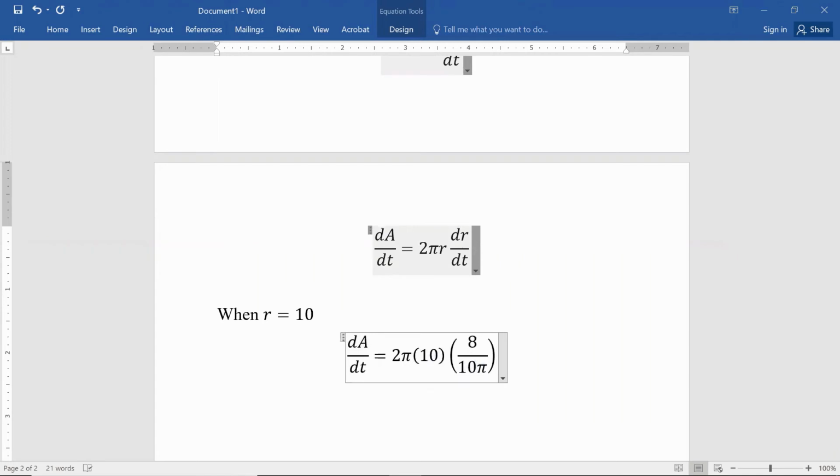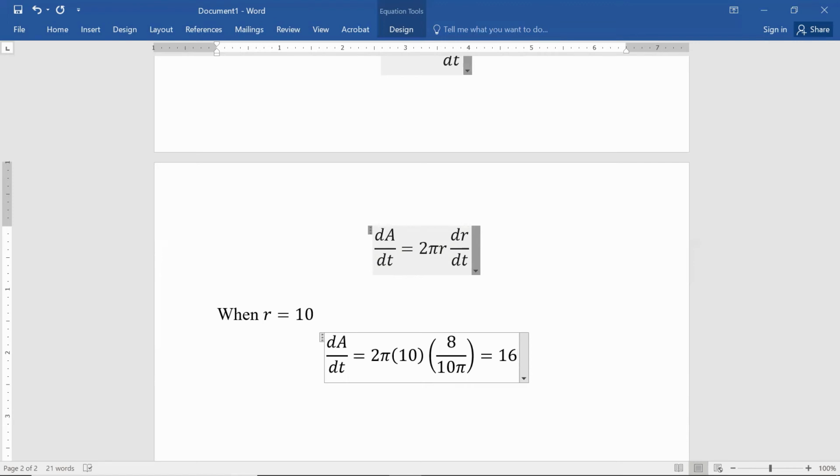And then simply calculate that. The pi's are going to cancel. 2 pi times 10 is 20 pi, times 8, divided by 10 pi. We get, I believe, 16 as our final answer.